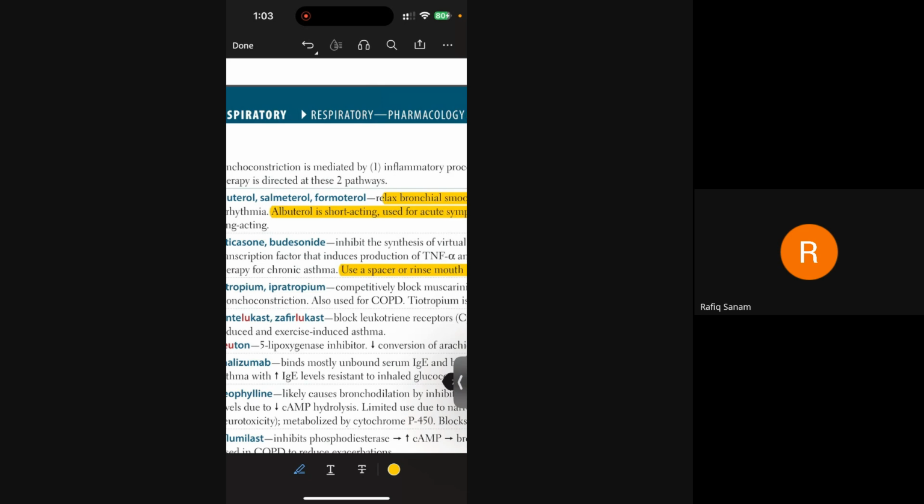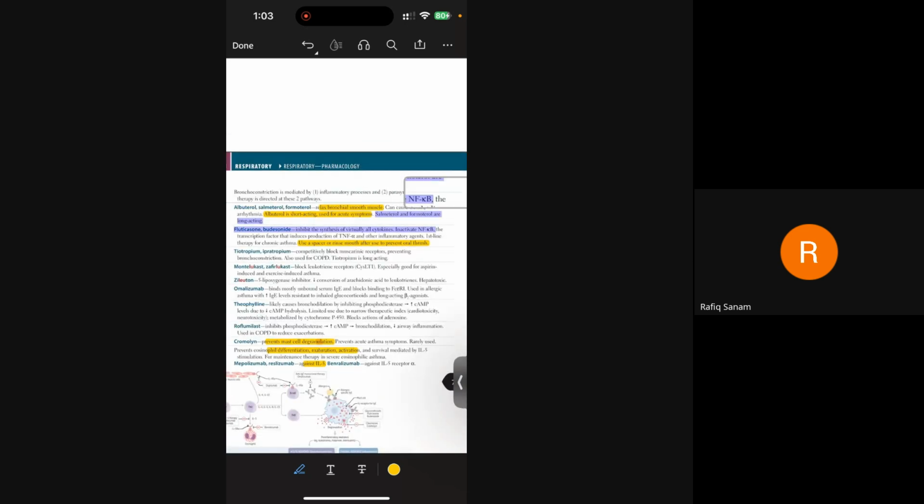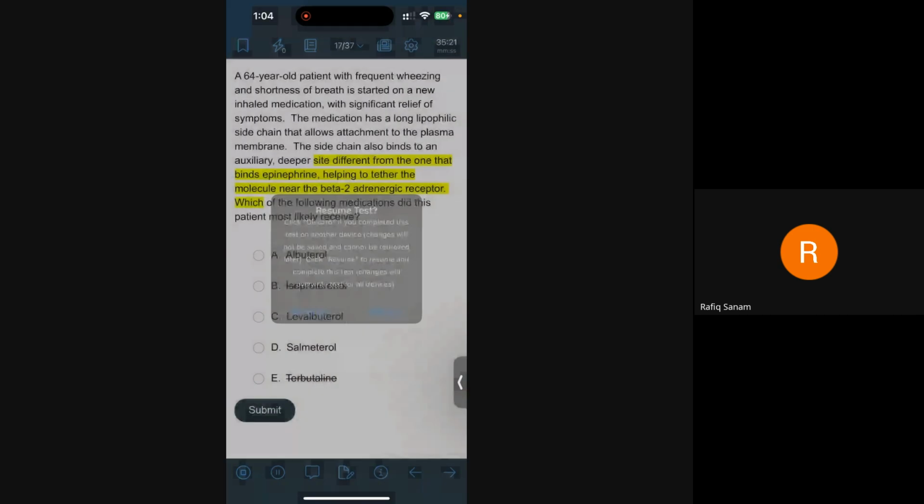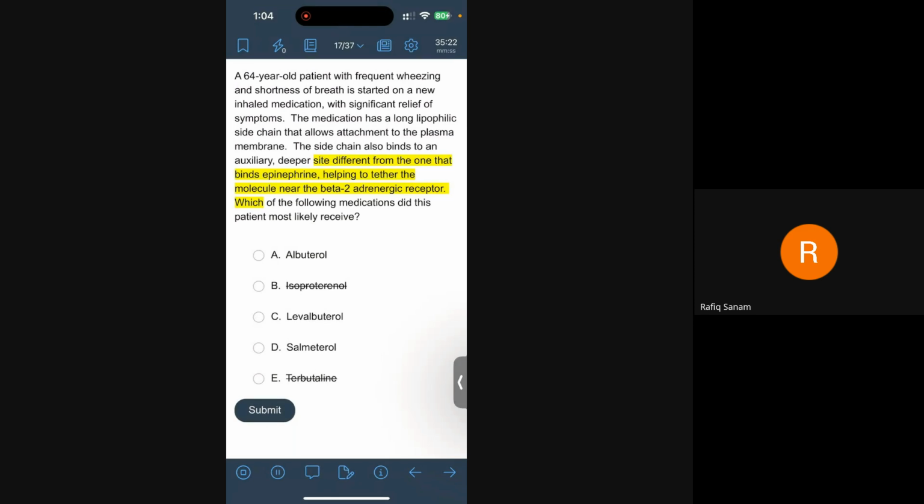What is the difference between albuterol and salmeterol and formoterol? Albuterol is short acting and salmeterol is long acting. So now you have to tell me, the drug we are discussing in this question, is it a long acting one or a short acting one? Long acting. And we know which one is the long acting one? Salmeterol.